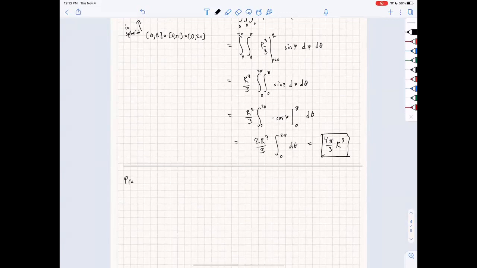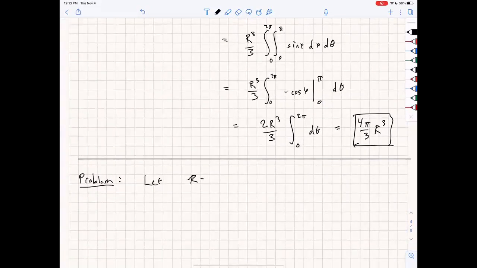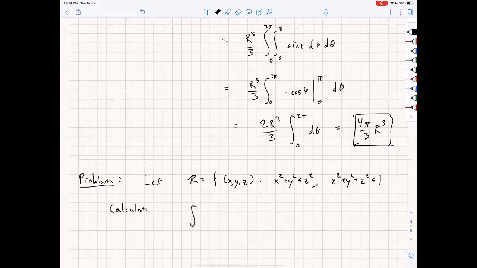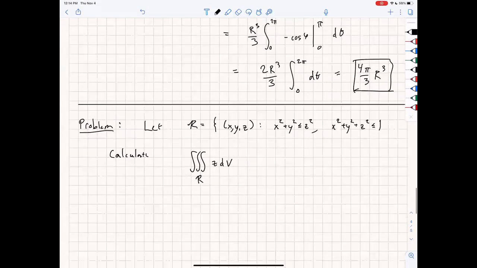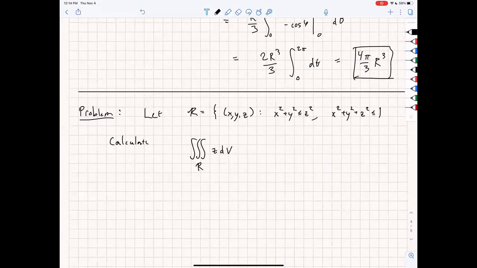All right, so let's do one more problem, a little less simple, but not too bad. So let R be the following region. We'll put it in Cartesian coordinates, x, y, z. We'll put a couple of bounds: x squared plus y squared is less than or equal to z squared, and x squared plus y squared plus z squared is less than or equal to 1. Then calculate the triple integral over this region of z dV. I believe we did something like this when we were doing triple integrals over more general regions.